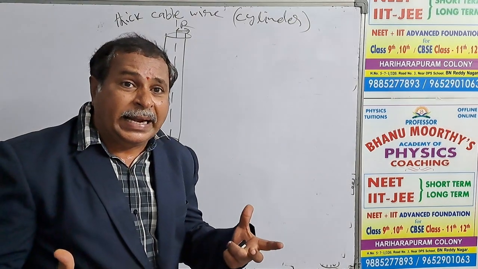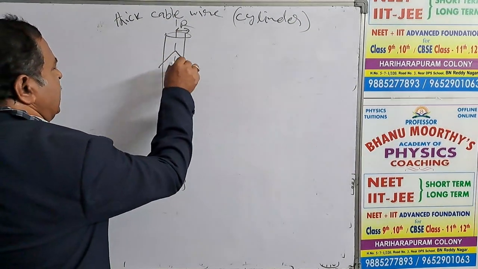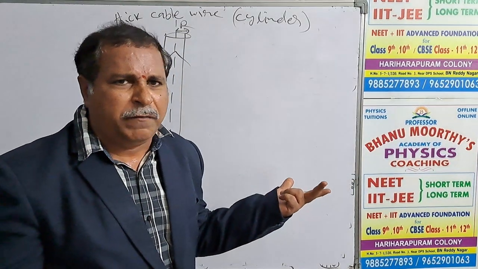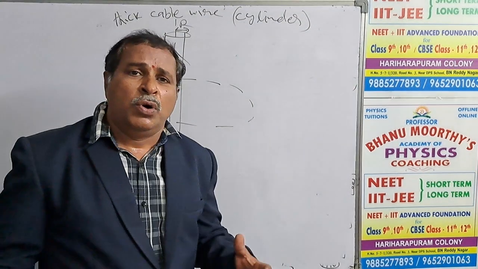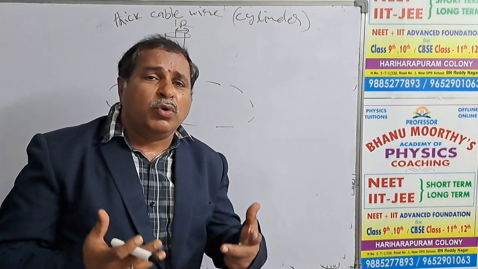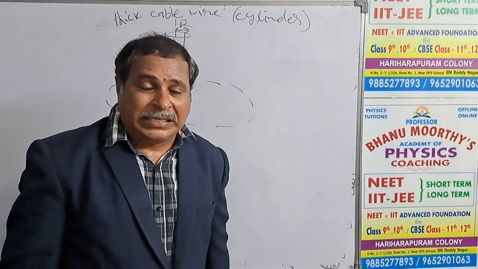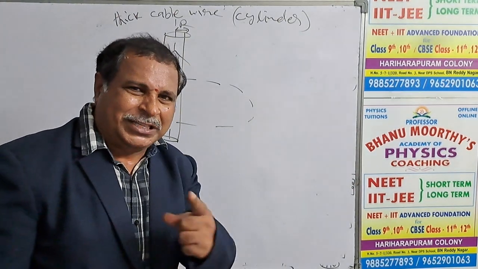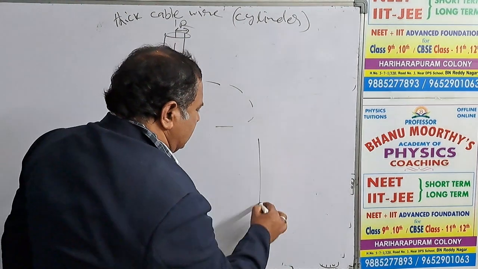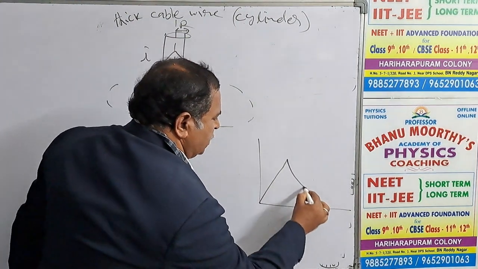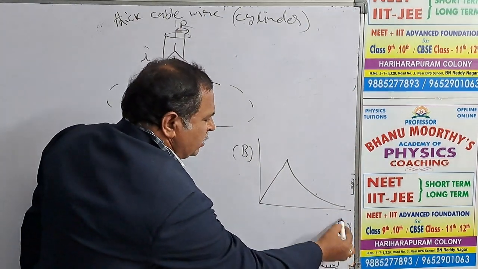When current passes through this conductor, it produces a magnetic field in its surroundings. You know that very well. The question is, how does this magnetic field vary with respect to distance from the axis of the cylinder? Four graphs are mentioned, and one of the graphs we are expecting is like this. B is taken on the y-axis and r is taken on the x-axis.